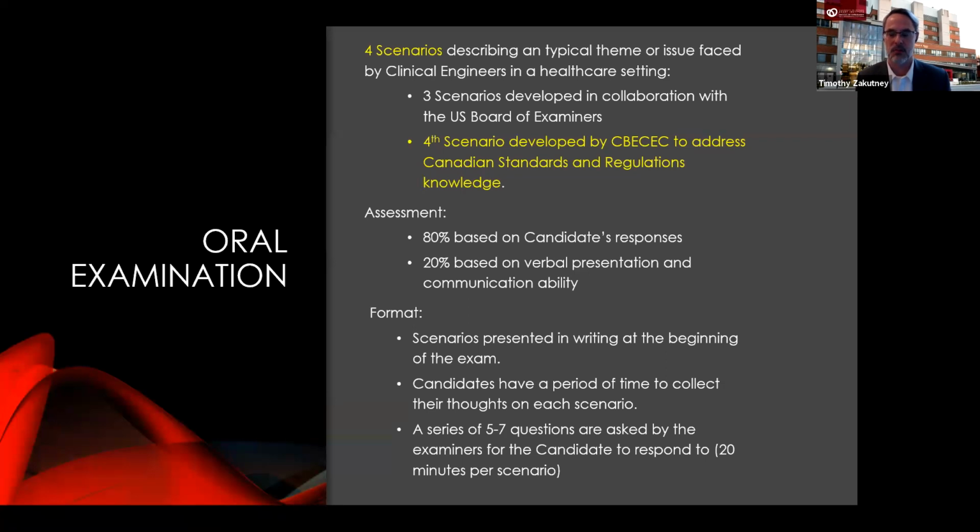It is not what you would necessarily expect. It's not really an exchange or a dialogue or a conversation with the oral examiners. There will be 2 in the oral exam during this process, but it's not really a dialogue. The examiners' responsibilities are to take notes and evaluate the candidate's performance within the oral examination.